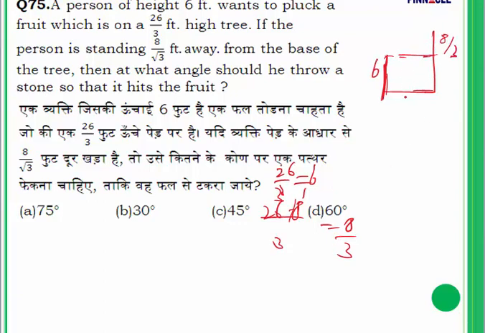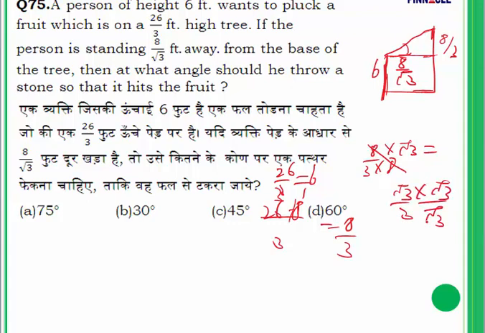This distance is 8 by root 3, and he is away 8 by root 3 feet, you can write here also, and he is throwing a stone. We have to find the angle of this. This is the distance between tree and the person, and this is the height, you can say, and we have to find the value. So that is tangent theta, 8 by 3 and 8 root 3 is equal to, we have to find the value of this, root 3 by 3. You can rationalize it, then we will have 1 by root 3. 1 by root 3 is equal to tangent 30. Answer is tangent 30. B is the answer in this case.